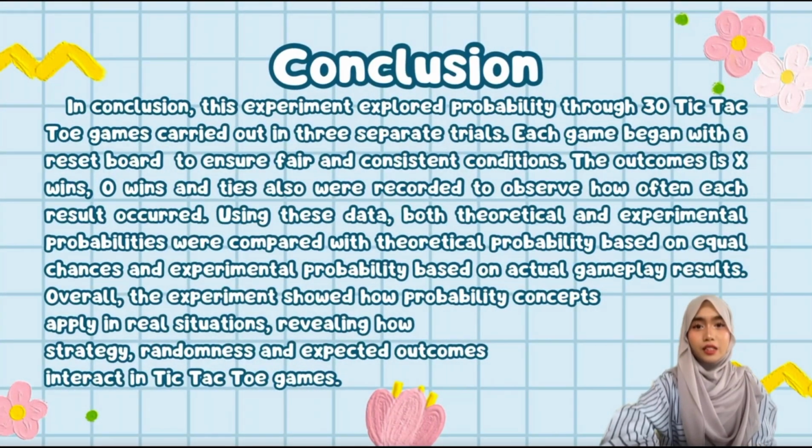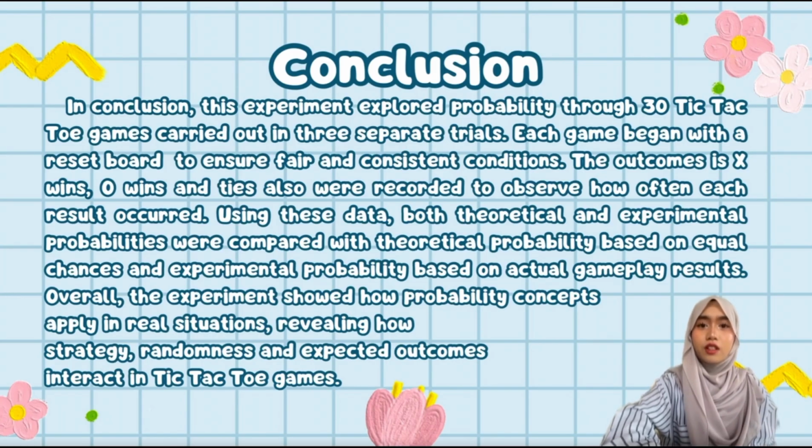To sum up, this experiment explores probabilities through 30 trials. Each game begins with a reset board to ensure fair and consistent conditions. The outcomes, win, lose, and ties, were recorded to observe how often each result occurred. Using this data, we compared the theoretical probability, based on equal chance, with the experimental probability, based on actual gameplay results.